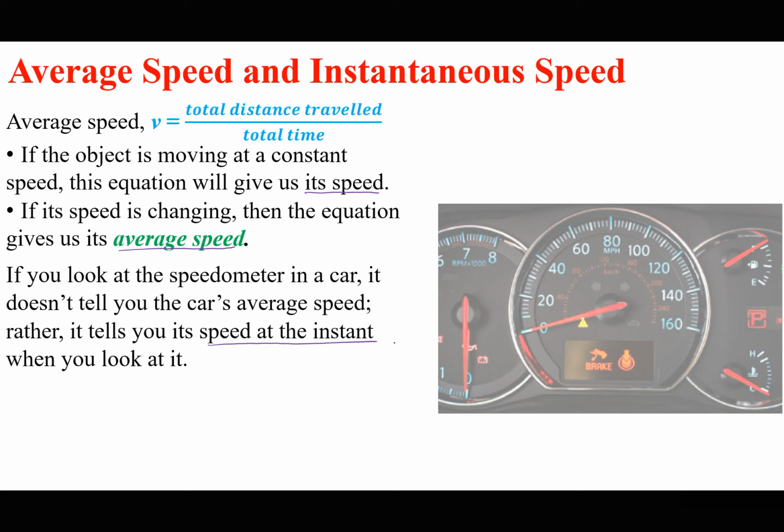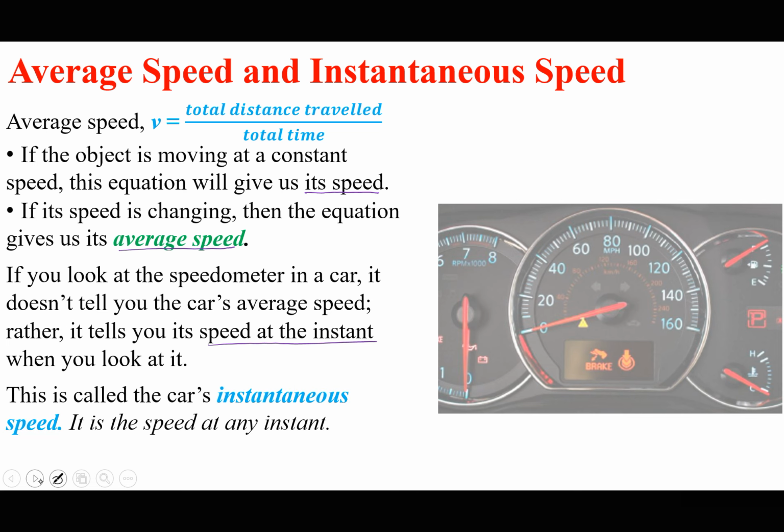And that's why we call this speed the instantaneous speed. It is the speed at any instant, at that instant when you look at the speedometer. So, you should now know the difference between average speed and instantaneous speed. If I ask what is the speed at 5 seconds, you exactly look at the speedometer at 5 seconds.